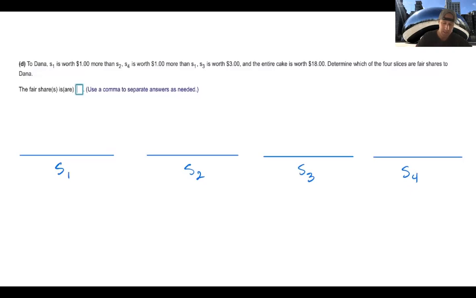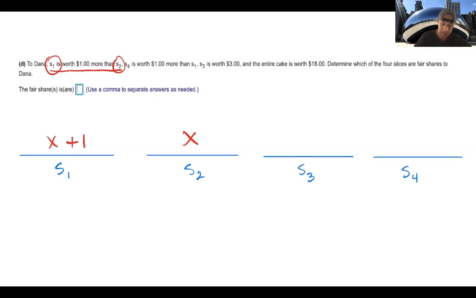And then part D here, the last one was for Dana. And Dana says that S1 is worth $1 more than S2. So they're telling us that S1 is something, but they're comparing it to S2, which we know nothing about. So we'll start that one off with X. And since it's $1 more, we're going to say $1 more than what? Well, rather than using S2, I'm just going to use X because it's much simpler.